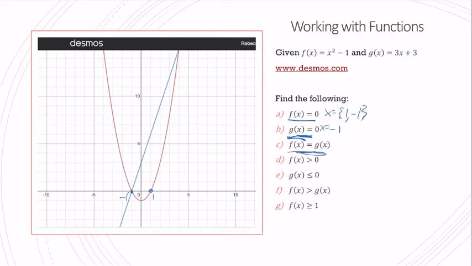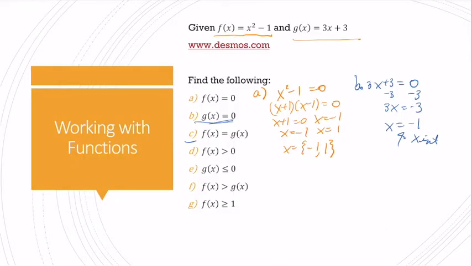Where are these two functions equal? Well, they're equal where x is equal to negative 1, but they're also equal somewhere up here. They intersect twice. So let's go ahead and solve that on the previous page. So I'm going to find c. I'm going to change colors and set both of these functions equal to each other.